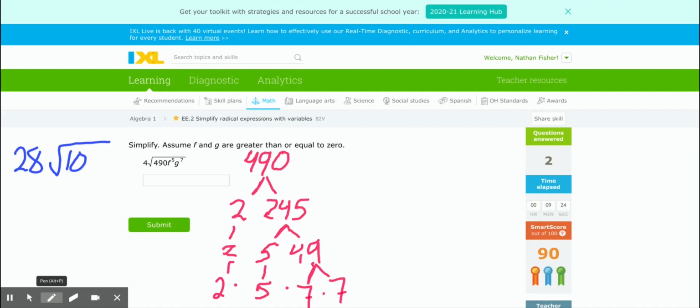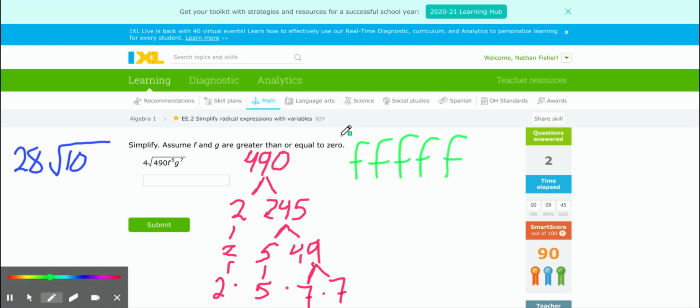I see a pair of 7s, so I'm going to have a 7 out front. I have the original 4 out front as well. So a 7 and a 4 would give me a 28. So let's go ahead and write that. Underneath, I'm going to have a 2 and a 5, which would give me a 10. So with just the number part, that's what I have so far.